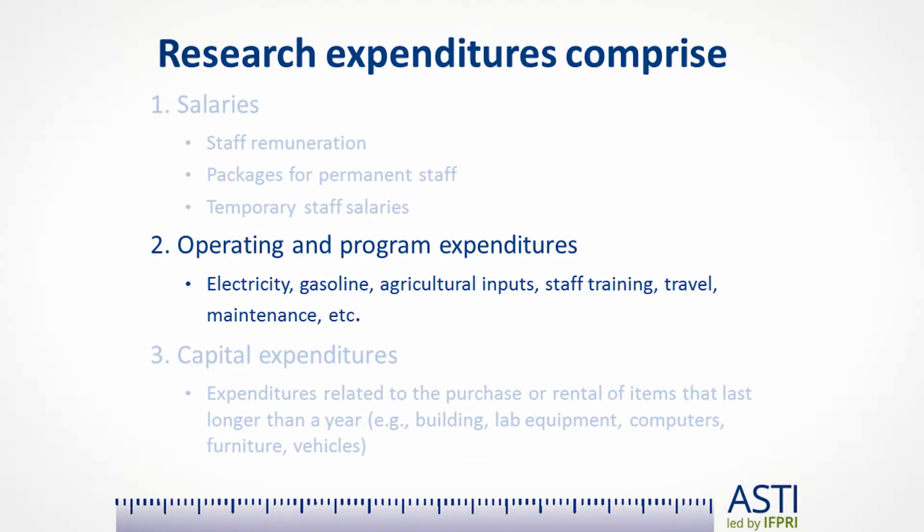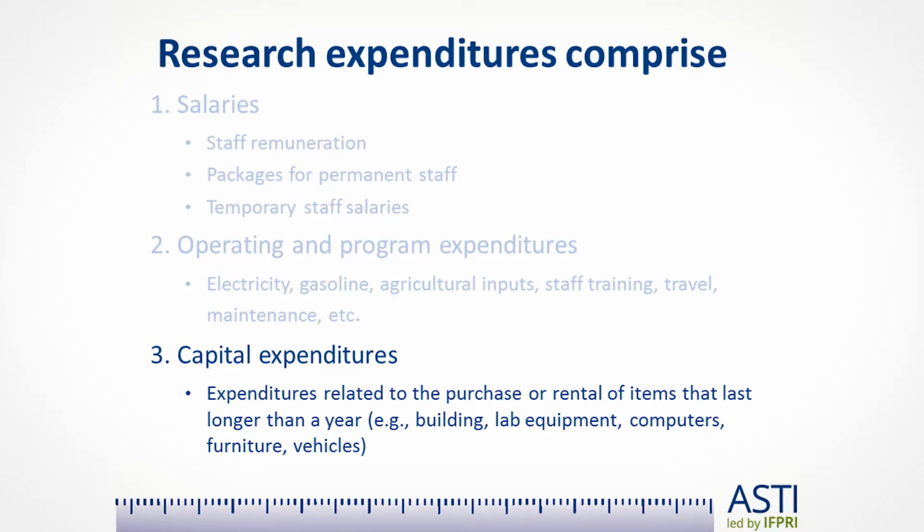And the next section, operating and program expenditures. Those are all the costs associated with running agricultural research programs to keep laboratories operating, etc. So this includes items such as electricity, gasoline, agricultural inputs, staff training, travel, maintenance, and any other cost associated with running research programs. And finally, capital expenditures. Well, capital expenditures include all investments related to the purchase or rental of items that last longer than a year. So things like buildings, laboratory equipment, cars, computers, office furniture, etc.